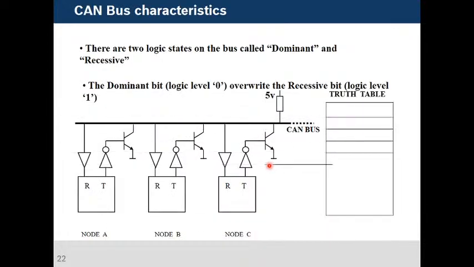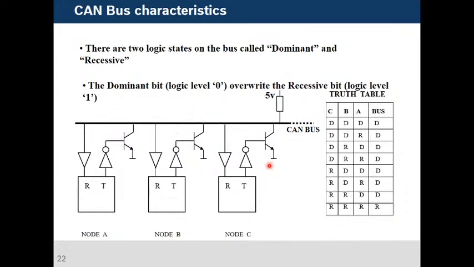The next one is bus characteristics of CAN. This is the main physical layer concept. There are two logic states: one is the dominant bit and the other is the recessive bit. You have to always remember the dominant and recessive bit. This will be the main concept on the CAN physical layer. The dominant bit is logic level 0 and the recessive bit is logic level 1.